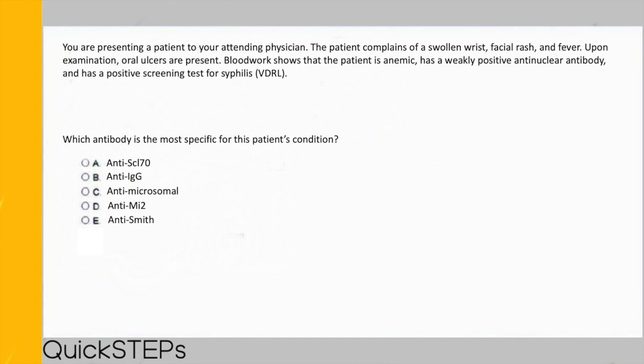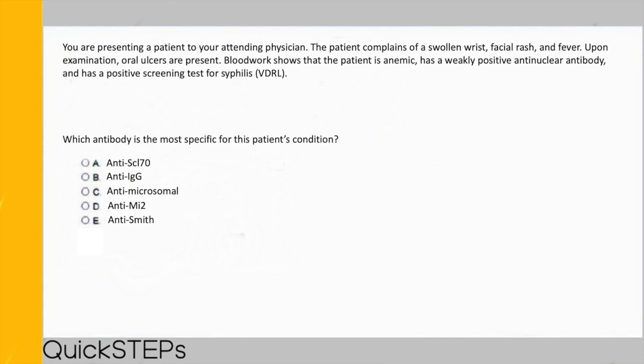Let's read over the rest of the question. You are presenting a patient to your attending physician. The patient complains of a swollen wrist, facial rash, and fever. Upon examination, oral ulcers are present. And we know about the blood work already, the ANA, and the VDRL. So you could do process of elimination again, but you should have a little bit of a better understanding when it comes to these types of questions now. Let's just kind of delve on into it.